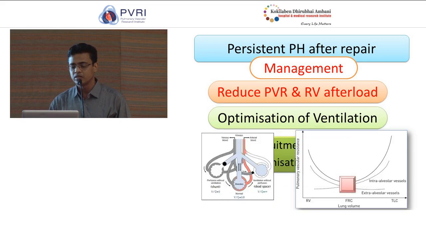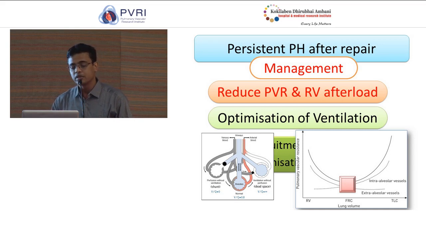Coming to the optimization of lung recruitment, optimization of PEEP is very important post-operatively, because a lot of lung congestion and atelectasis happen after surgery, and this is also one of the reasons the patient will have a high PVR due to the VQ mismatch. Increasing the PEEP does not always increase RV afterload, because we are optimizing the PEEP to maintain the level of FRC where the RV afterload will be minimum, so one has to maintain it adequately.